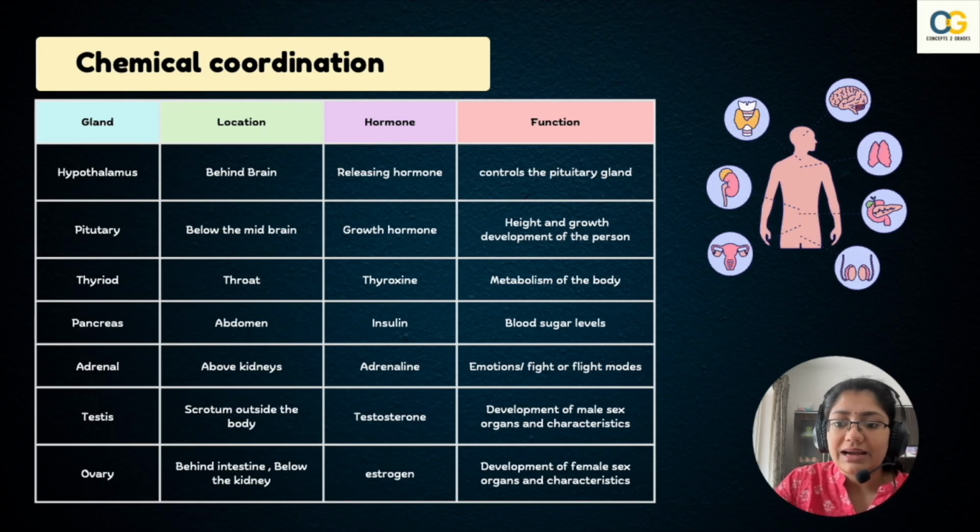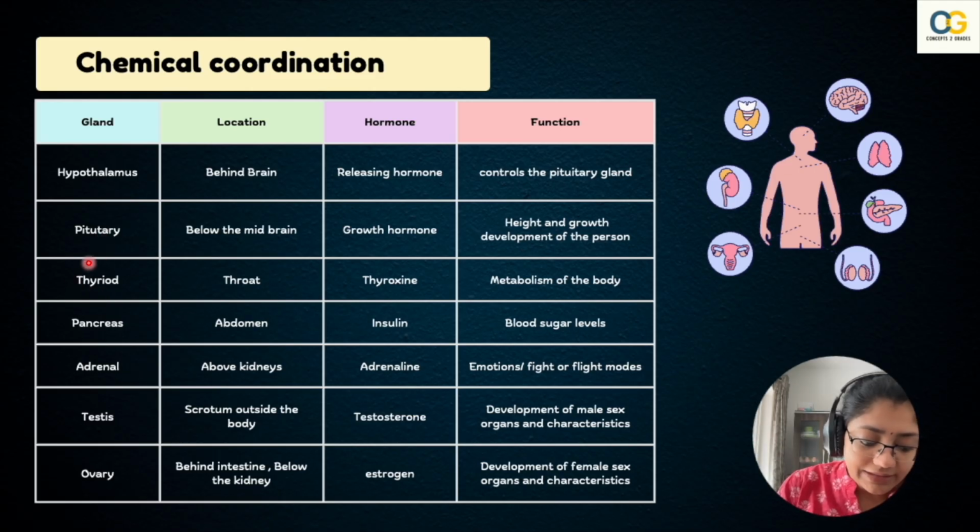Starting with the hypothalamus gland, it is present behind the brain, and it releases a releasing hormone which controls all other endocrine glands. Coming to the next one, the pituitary gland, it is present below the midbrain and it releases growth hormone. That causes the height and growth of the person, where the entire body elongates and grows. Any deficiency or excess of this hormone causes variation in height.